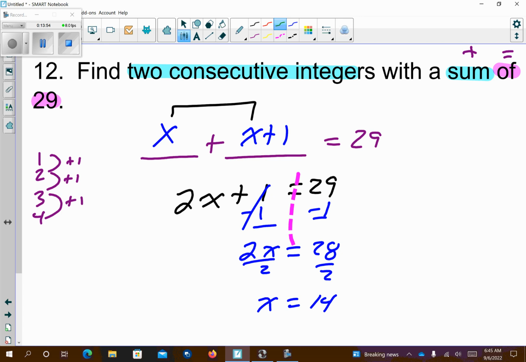I want to find my 2 numbers. This one is going to be 14. If I add 1 to that, I get to 15.